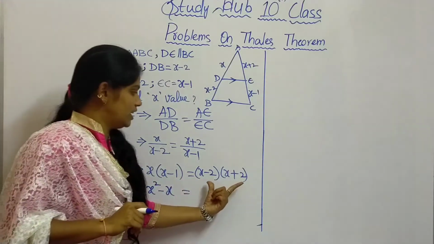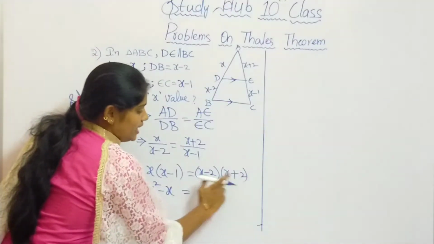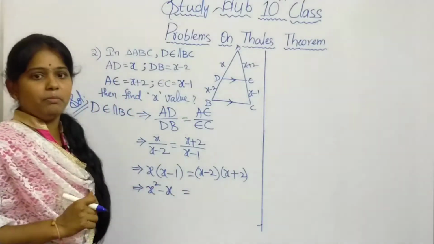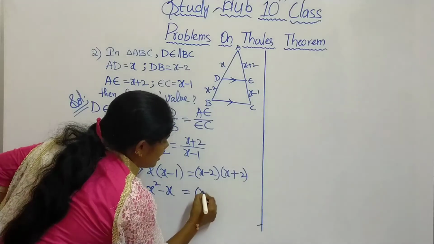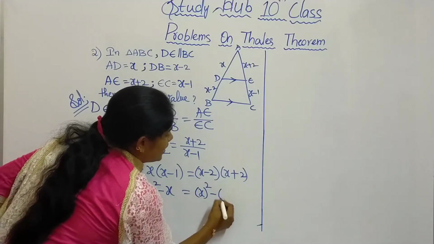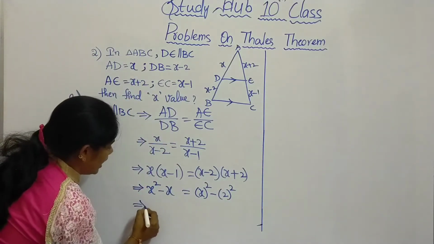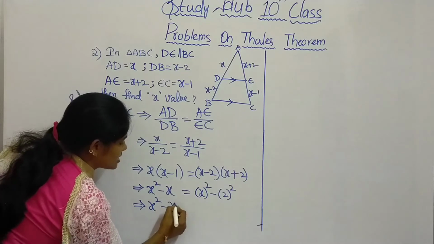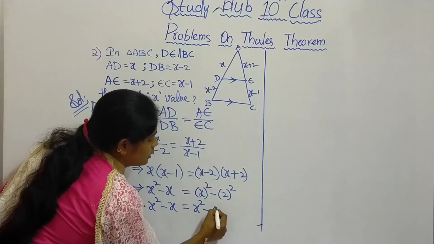Now observe that on the right side we have an algebraic identity: A plus B into A minus B. We can remember it is A square minus B square. So it is x square minus 2 square. So x square minus x is equal to x square minus 4.